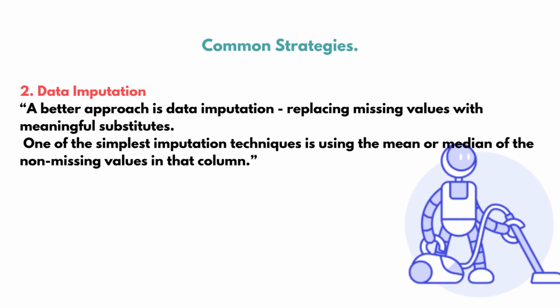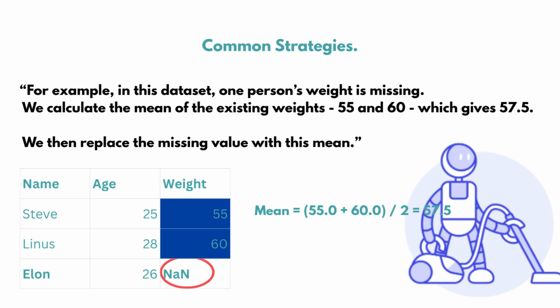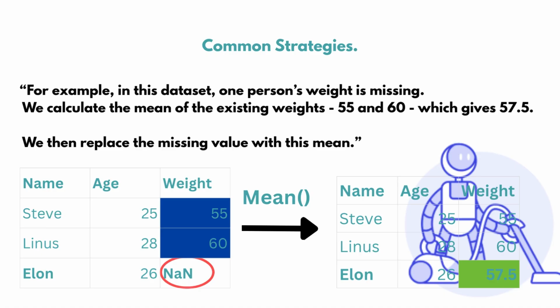2. Data imputation. A better approach is data imputation, replacing missing values with meaningful substitutes. One of the simplest imputation techniques is using the mean or median of the non-missing values in that column. For example, in this dataset, one person's weight is missing. We calculate the mean of the existing weights, 55 and 60, which gives 57.5. We then replace the missing value with this mean.